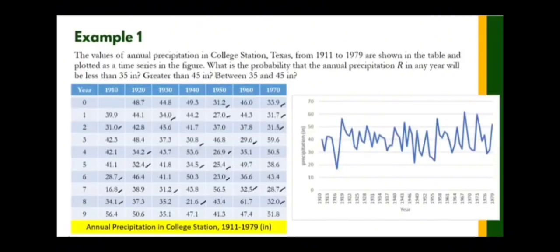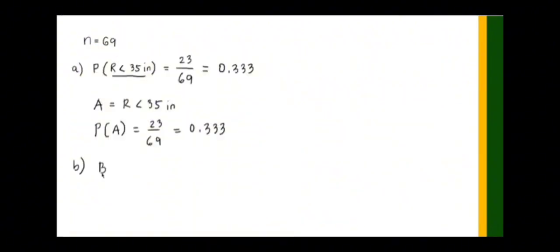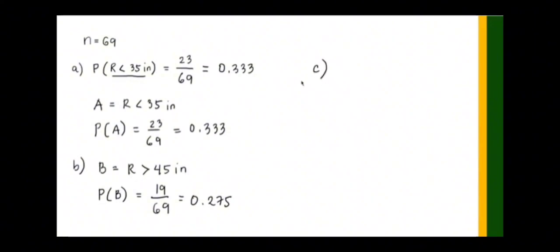B. Using the same technique, we are going to solve for the probability of rainfall greater than 45 inches. Let's look at the values that are greater than 45 inches and check them. We denote B as rainfall greater than 45 inches. So we can say that the probability of B is equal to 19 over 69, or 0.275. For part C, we are looking for the rainfall between 35 inches and 45 inches.